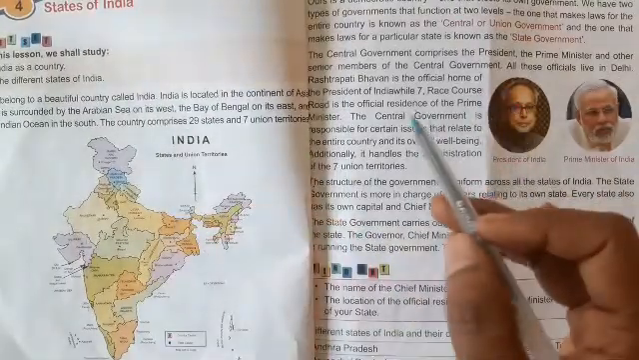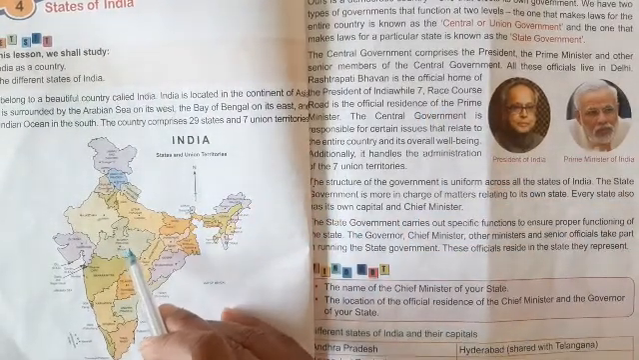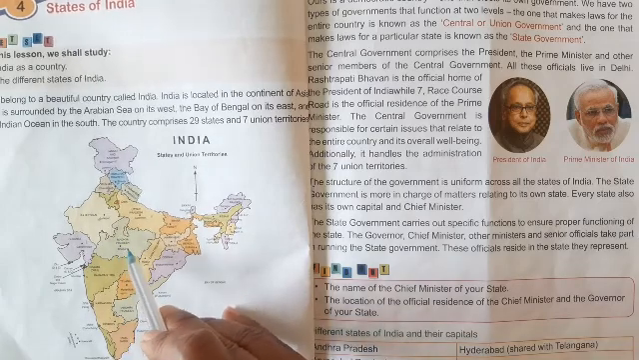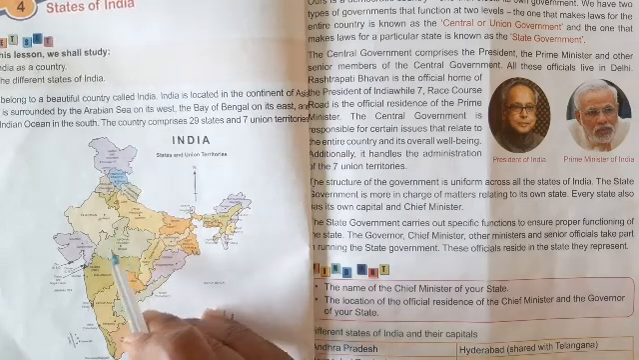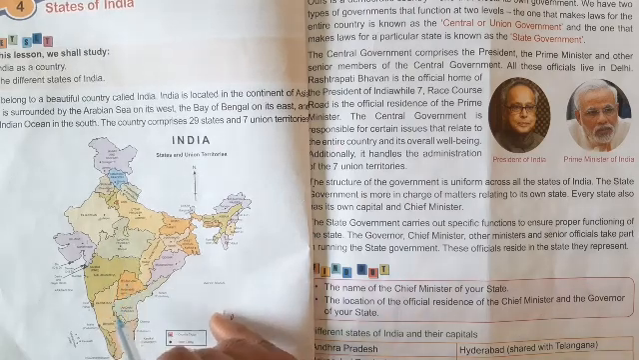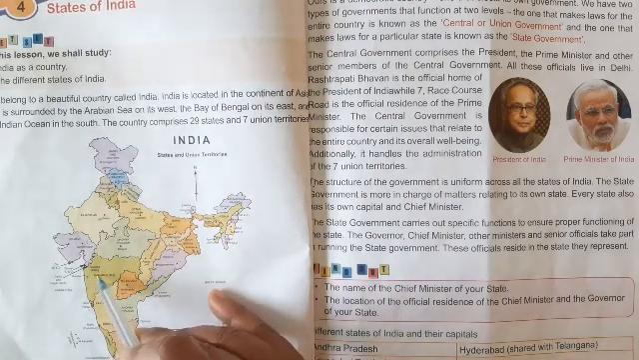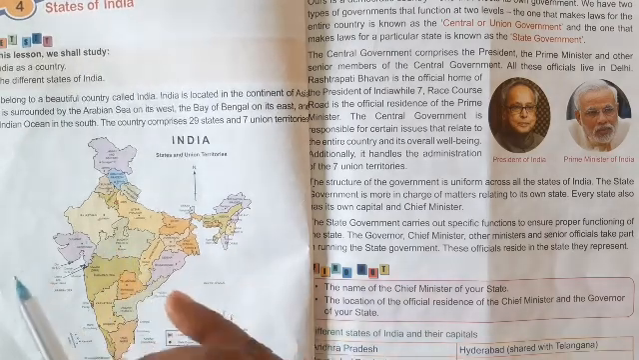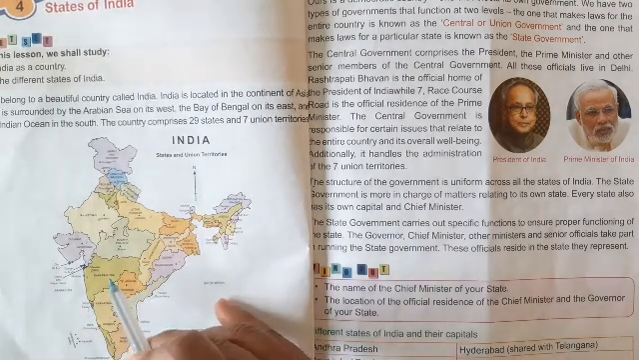For example, Madhya Pradesh is a state and its government makes laws only for Madhya Pradesh. The Karnataka government makes laws only for Karnataka, not for Maharashtra, Kerala or Tamil Nadu. They are different states. Their governments are there also. They make their laws for their own states.